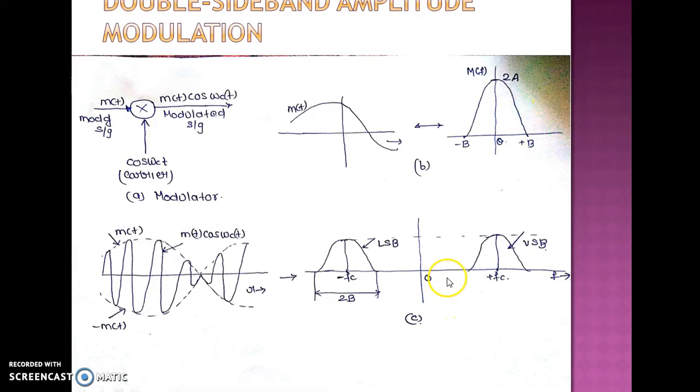And the second part is the portion which lies outside the plus Fc and minus Fc, that is called the USB. And the portion which lies inside the plus Fc and minus Fc is called the LSB. Outside portion it is USB, and the inside portion of plus Fc and minus Fc is LSB.